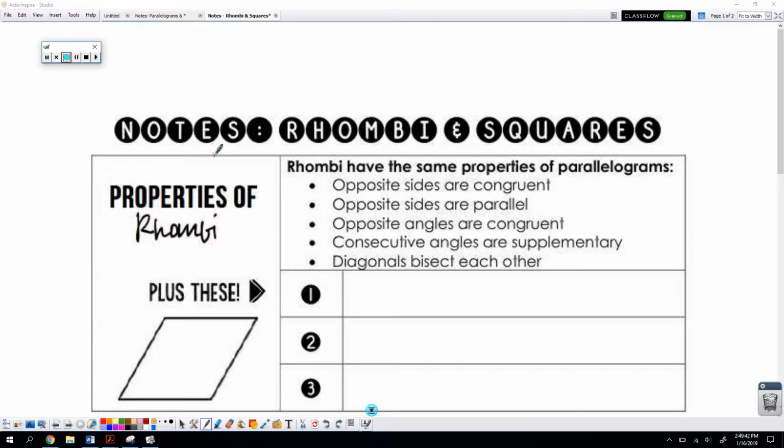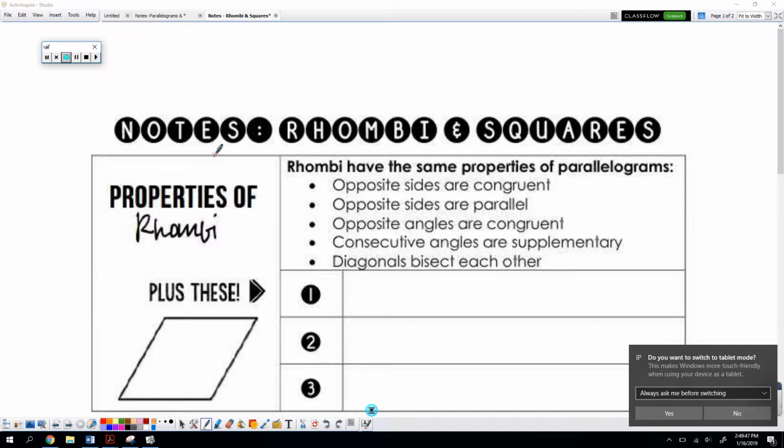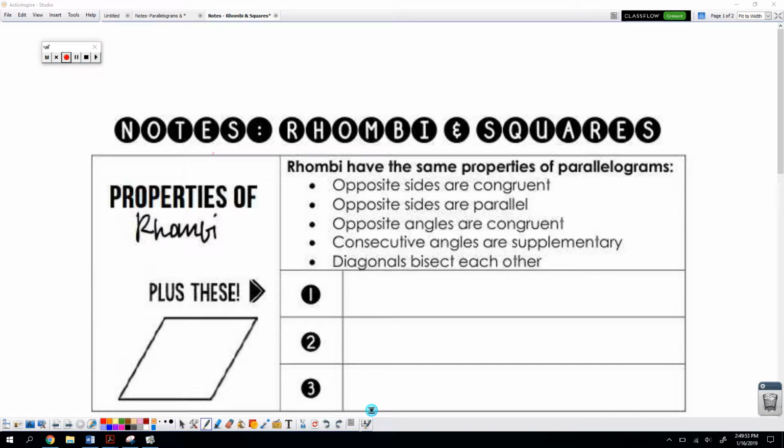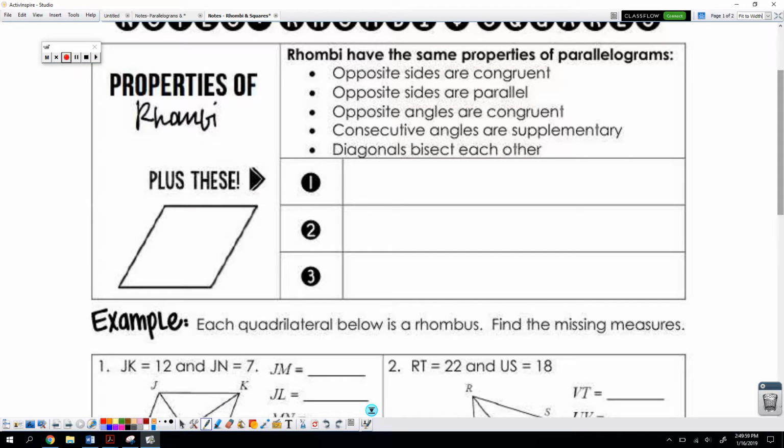Alright, so the video we're doing today is going to be on rhombi. Rhombi are a lot like parallelograms, but they're actually a little bit easier. What we have here says rhombi have the same properties as parallelograms. So that means that opposite sides are congruent. We'll go through and do that. Opposite sides are congruent.